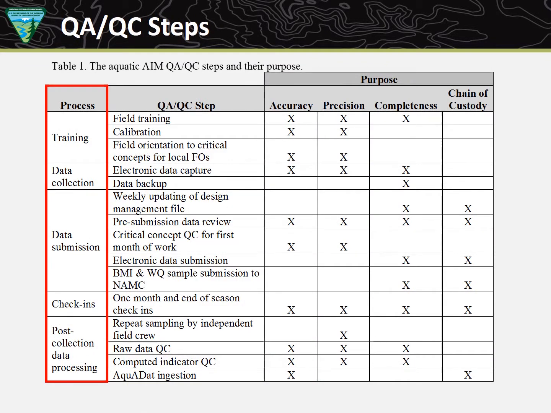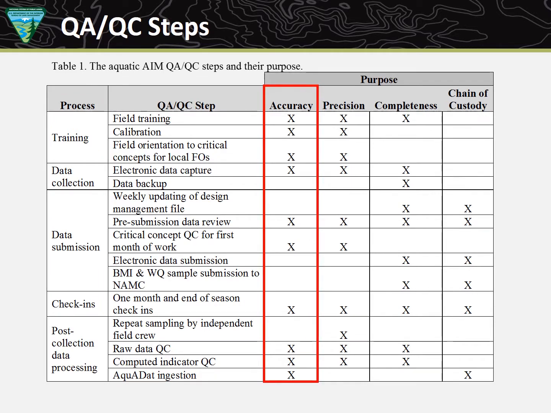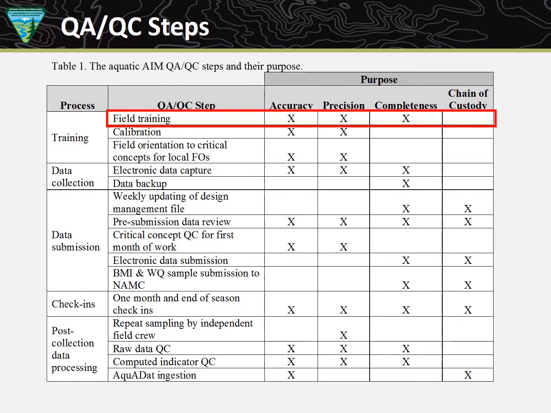QA/QC occurs during all processes of Aquatic AIM data lifecycle: training, data collection, data submission, check-ins, and post-collection data processing. There are many steps associated with each process, but in general, these steps seek to ensure the following components of data quality: data accuracy, precision, completeness, and chain of custody.